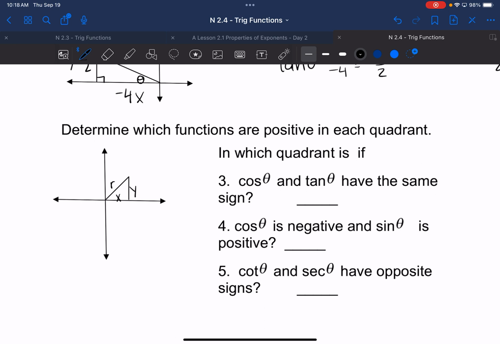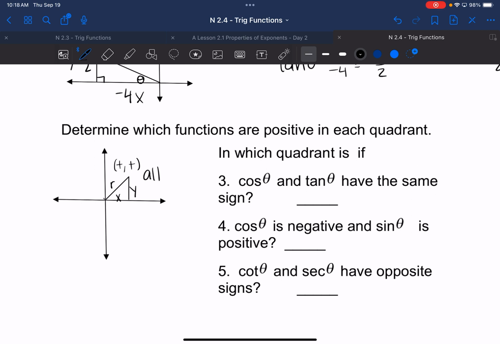In quadrant 1, are x and y positive? Yes, okay. And r is always positive, right? So if I have a ratio that has any of those involved, they're all going to be positive. So in quadrant 1, looks like everything is positive, right? So here, they are all positive.